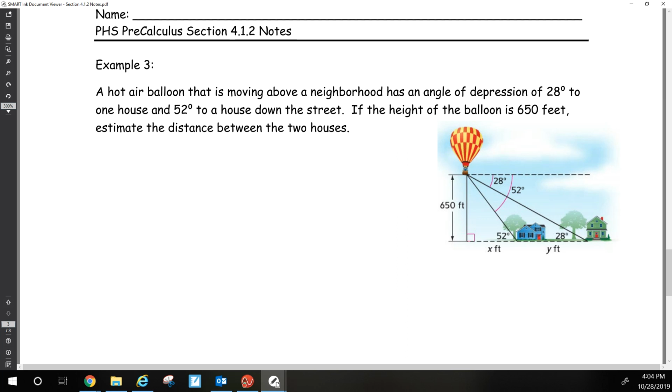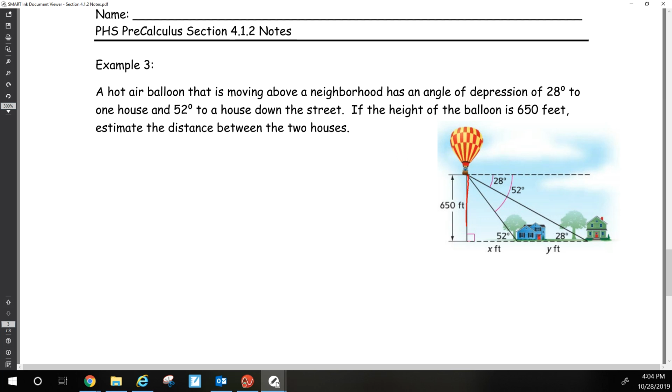Well, the distance between the two houses is this y value here. But I can't use this big triangle just to find y, because I have this angle, I have the opposite side, but the side I'm looking for would be x plus y. Well, I don't know what x is, so I can't find x plus y. So what we're going to have to do is use two different triangles to solve this.